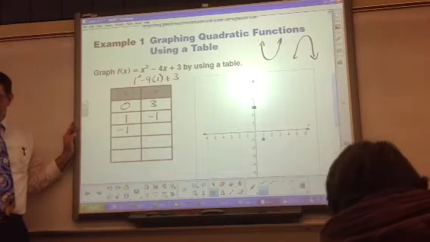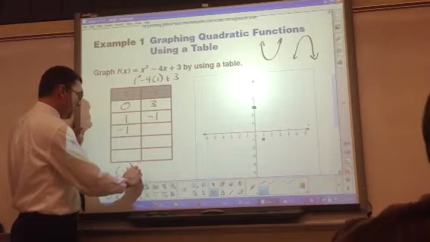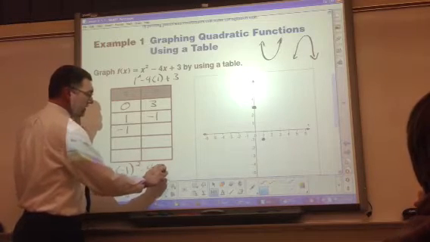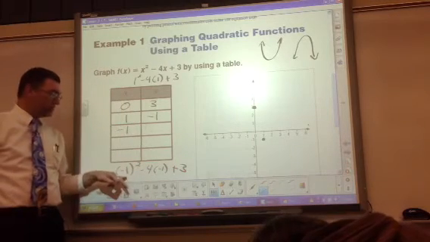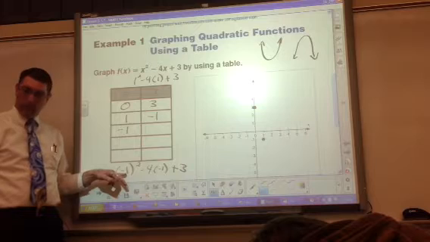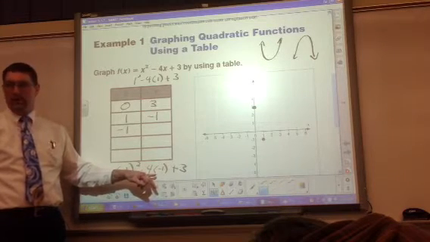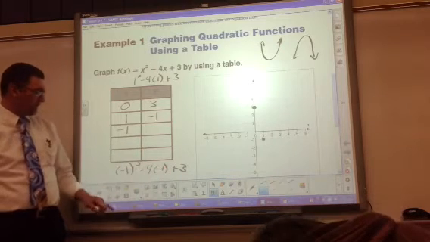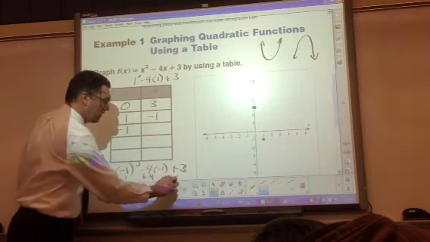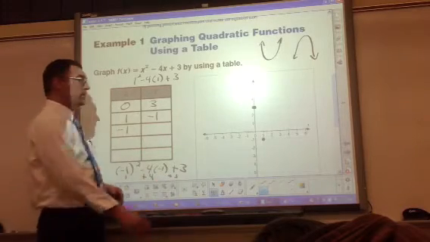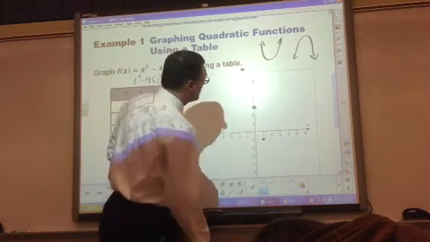And you've all got your calculator, right? Yeah. Okay. So we've got -1 squared minus 4 times -1 plus 3. So -1 squared is 1. -4 times -1 is 4, and 4 plus 3 is, okay, so we have 1 plus 4 plus 3 is now 8, right? Okay, so we have -1 and 8, so that's approximately there.